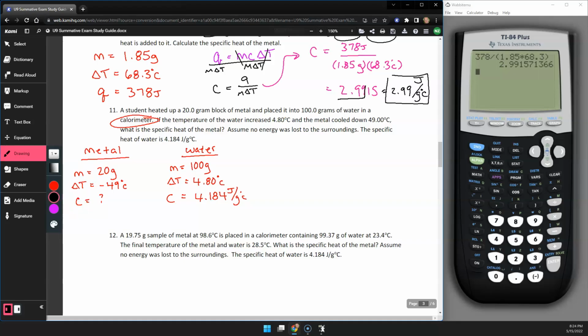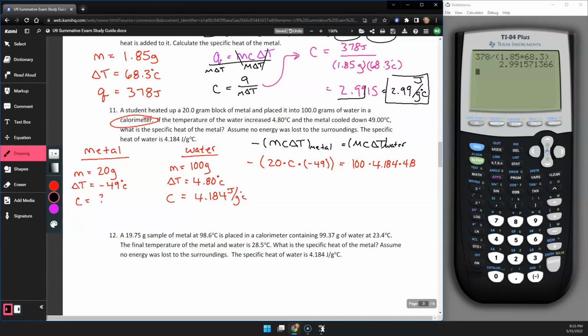Well, let's plug into our equation. So we have mc delta T of our metal equals mc delta T of our water. Okay, so we've got negative. Our mass is 20. We don't know the specific heat, so I'm just going to leave it as C. And then our change in temperature is negative 49 degrees Celsius. Our mass of water is 100. Specific heat of water is 4.184. And my change in temperature is 4.8.